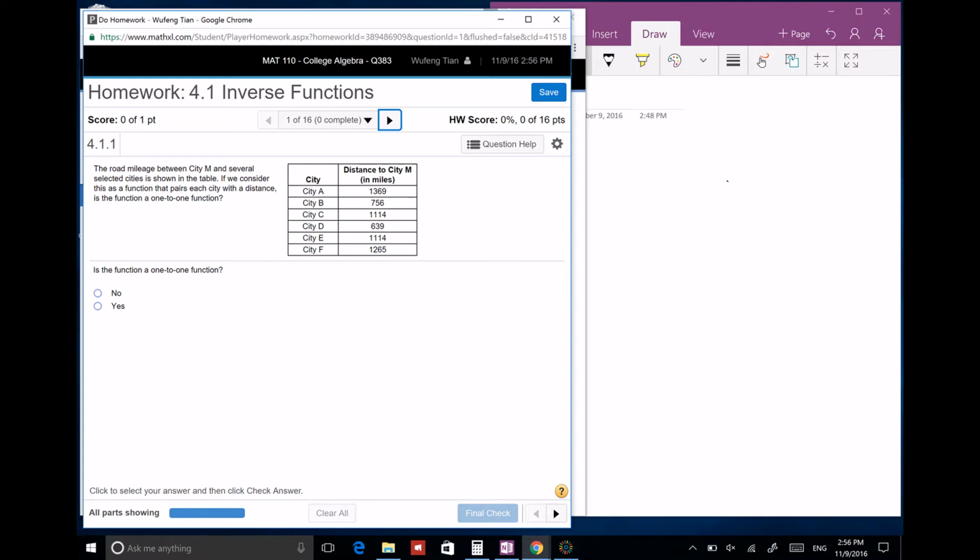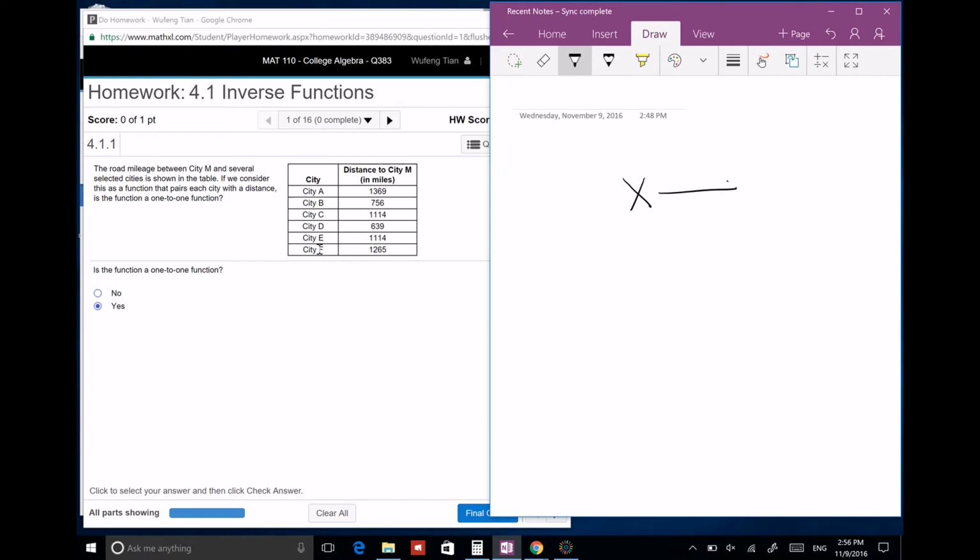Hello everyone, in this video we're going to look at the homework of 4.1 and 4.2. So the road mileage between CDM and several select tables. So basically what we need to do is determine if it's a one-to-one function. The CD, A, B, C, D, E, F, yes, there is no repeat x. So for each x, you can only have one y value, okay?